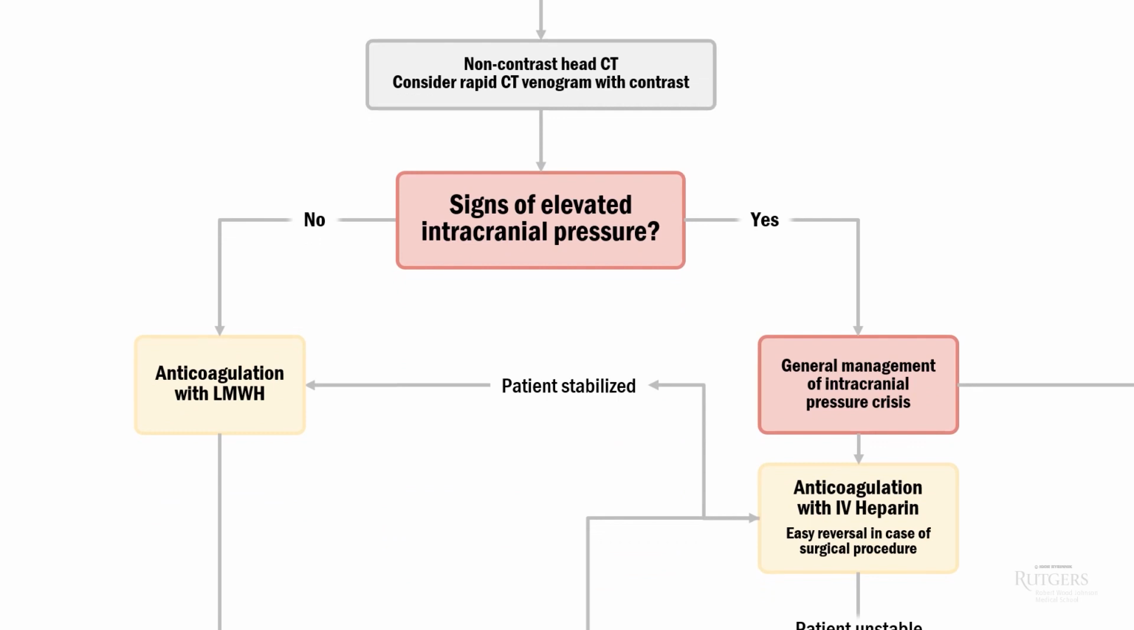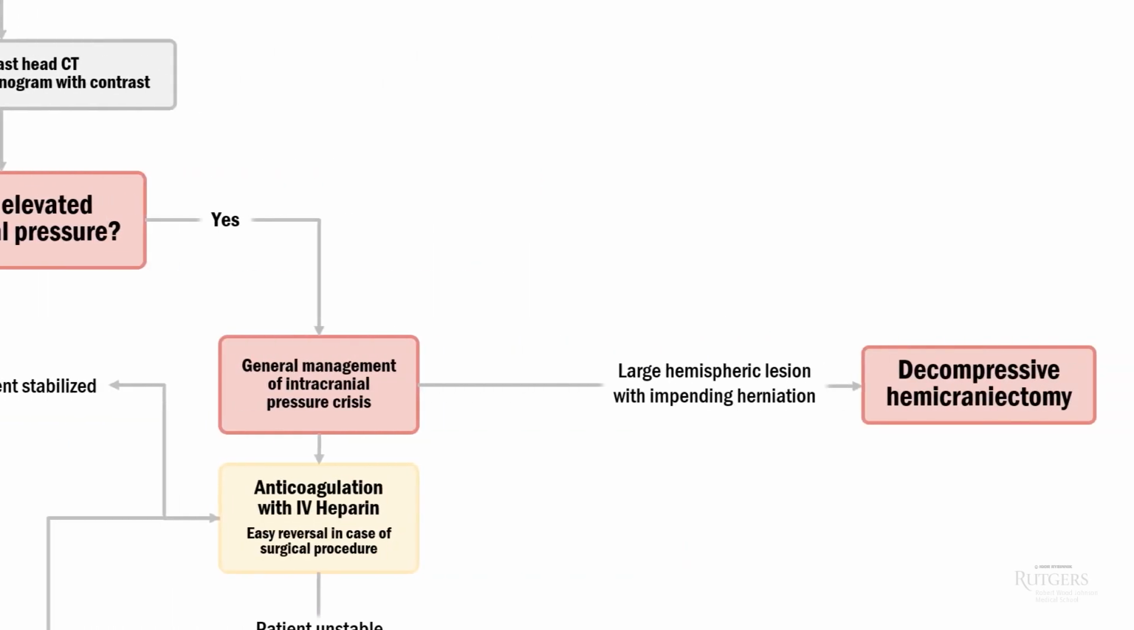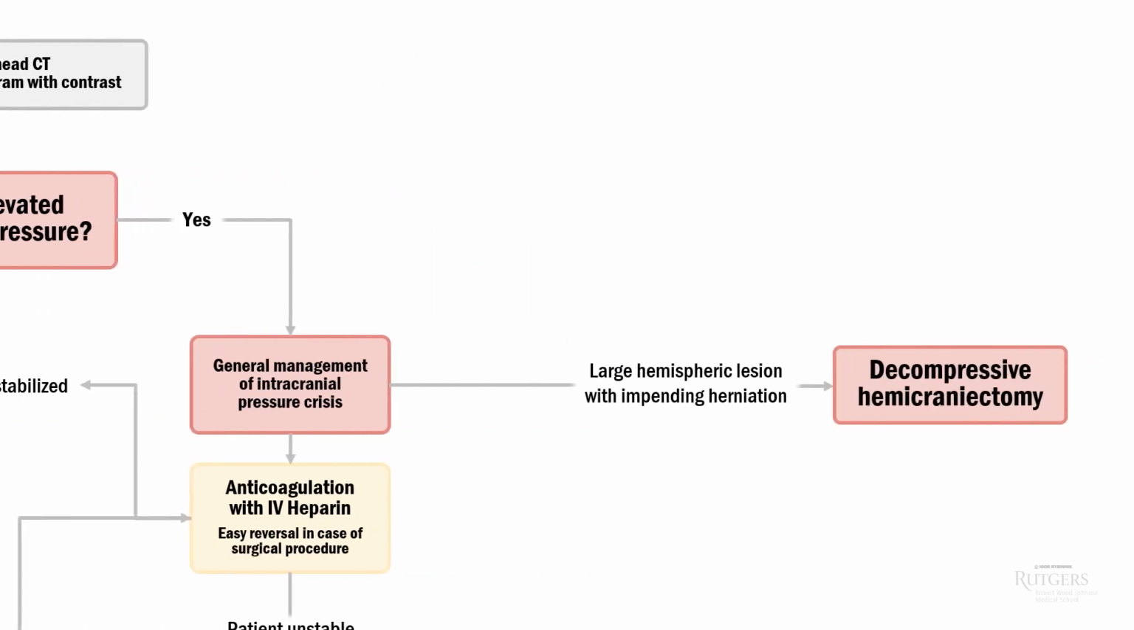Next, are there signs of elevated intracranial pressure? No, and the patient is deemed stable, start low molecular weight heparin. If there are signs of elevated intracranial pressure, start general intracranial pressure crisis management. With large hemispheric lesions with impending herniation, decompressive hemicraniectomy should be considered. No randomized controlled trial of decompressive hemicraniectomy was specifically performed in cerebral venous thrombosis. Such a trial is unlikely to be feasible and will be considered by most as unethical.